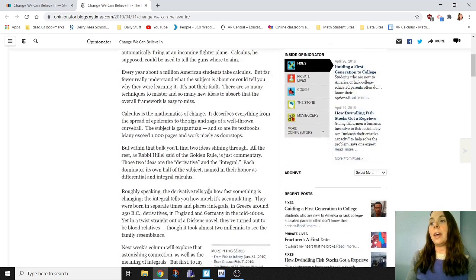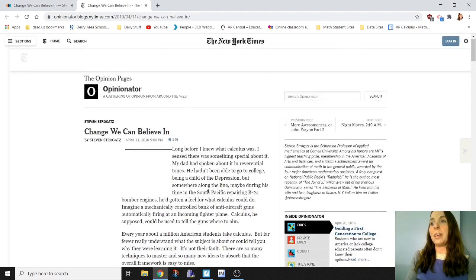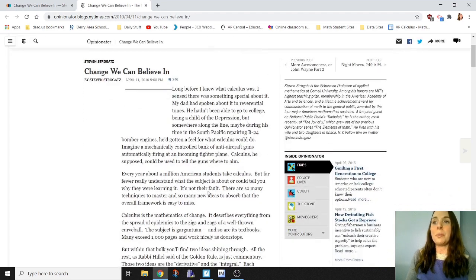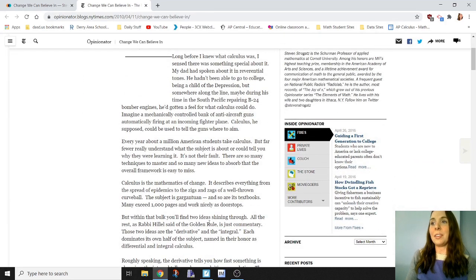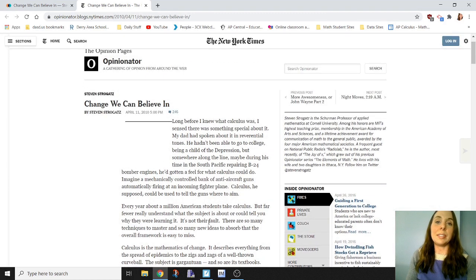Okay, so I'm not going to read any more of this article to you, but I will advocate that you take a look at it for yourself because, again, it is a really good starting point to understanding applications of derivatives.